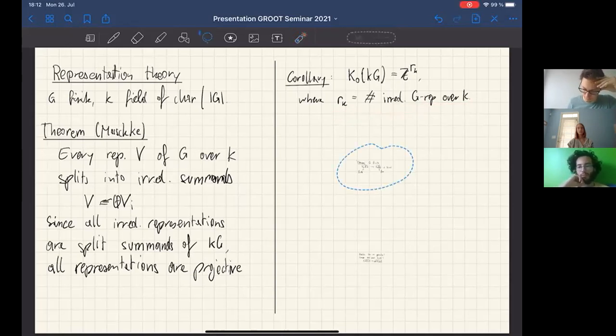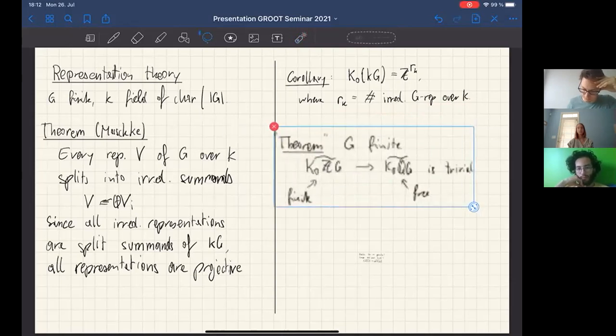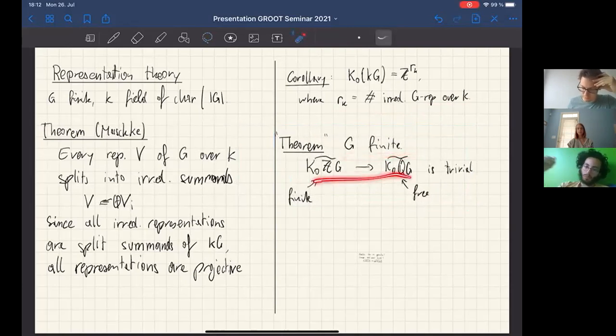Okay. So now we can state a nice theorem. If a group is finite, then this map here is trivial. And why is that? Because this group here is finite, in particular torsion. This group here is free. So it has to be the zero map. That's why the quotation marks around theorem are here, because the proof is so simple. There's not really much to do.